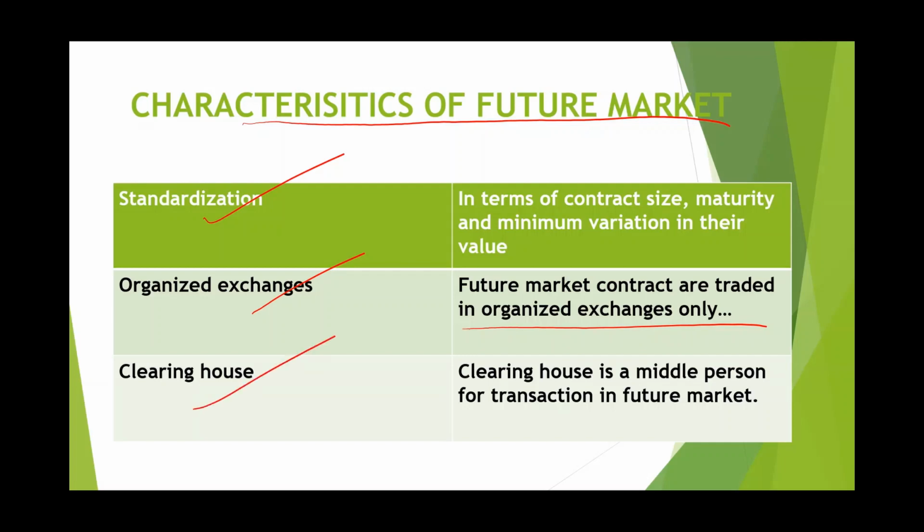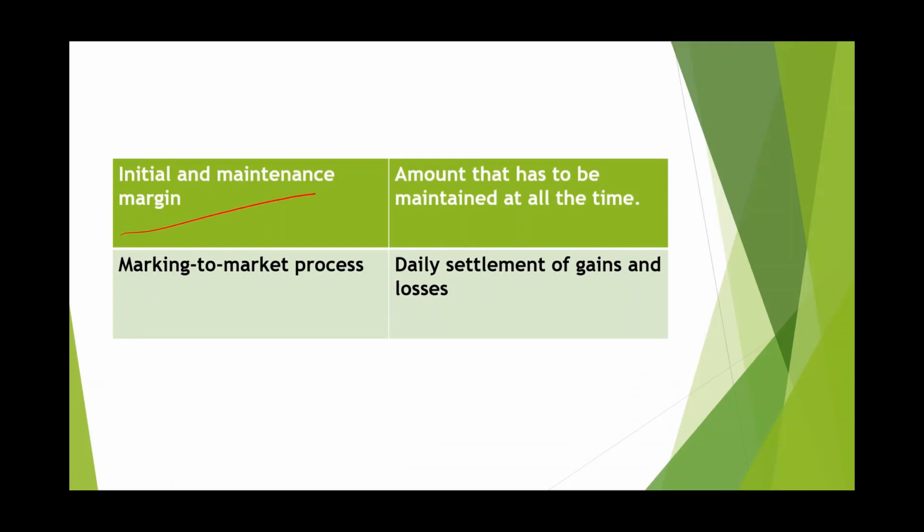Coming to the clearing house, in the futures market the buyers and sellers do not come face to face. They operate through a clearing house, an entity that acts as a middle person or counterparty to each party. Coming to initial and maintenance margin, whenever you enter a futures contract, you need to maintain initial and maintenance margins at all times until the expiry of the contract. Lastly, the marking to market process: the daily settlements of gains and losses are done every day due to the change in the market value. These are some of the characteristics of the futures market.